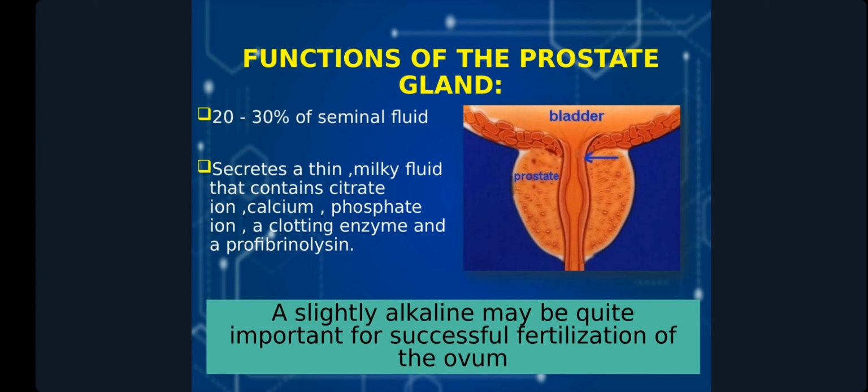The second accessory gland is the prostate gland. Near 20% of semen is coming from the prostate gland. It secretes a thin milky fluid that contains citric ion, calcium, phosphate ion, and clotting and anti-clotting enzymes. Being slightly alkaline may be quite important for successful fertilization. It means that sperm can be alive and more active in a neutral and alkaline medium. So the most important gland that adds the alkaline feature to the semen is the prostate gland.